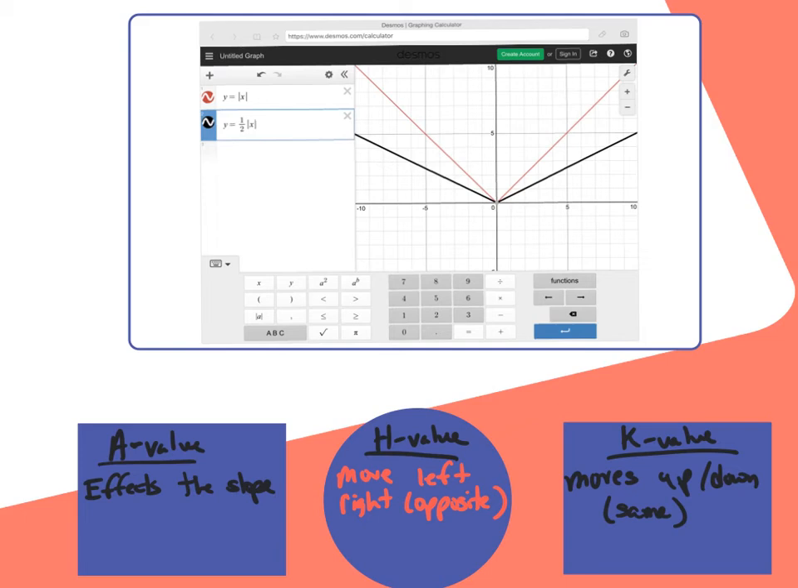If it's a number that's bigger than 1, such as 2, such as 3 over 2, it's going to get skinnier. So not necessarily just a fraction, but it has to be a fraction that's less than 1. It's going to make it wider, and then a number that's bigger than 1 is going to make it skinnier. Okay? Now, there's one other thing that we need to talk about with the A value.